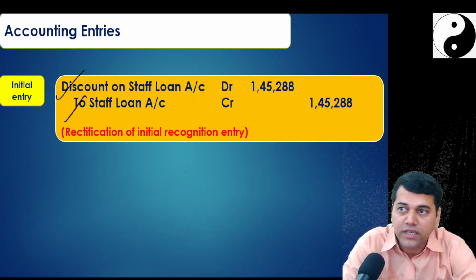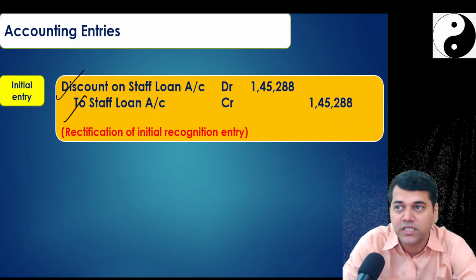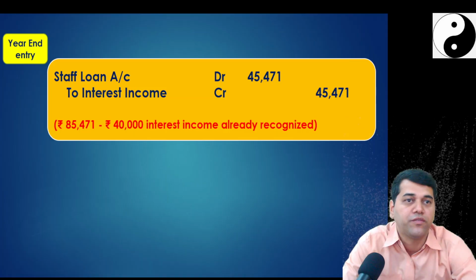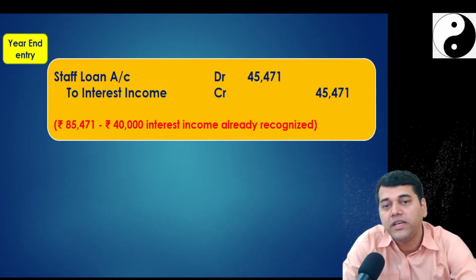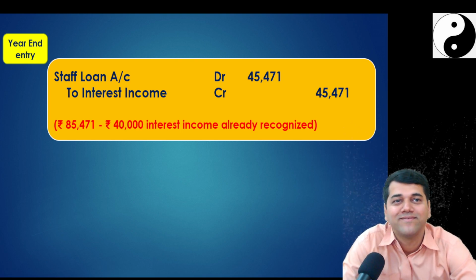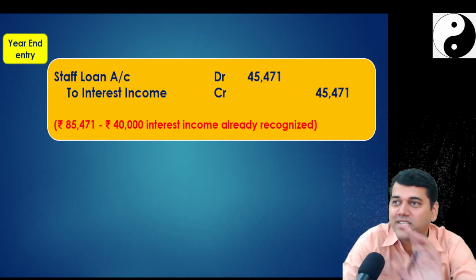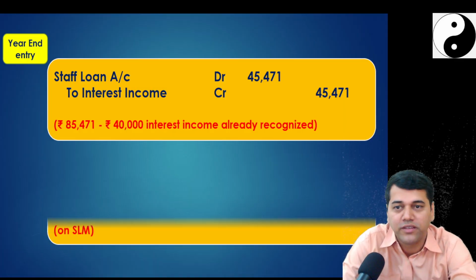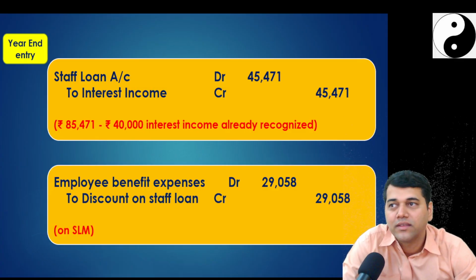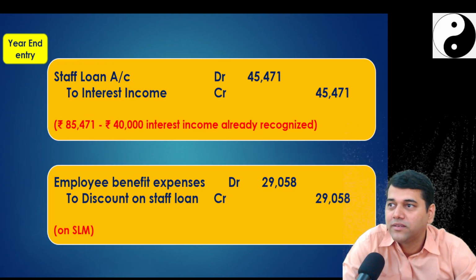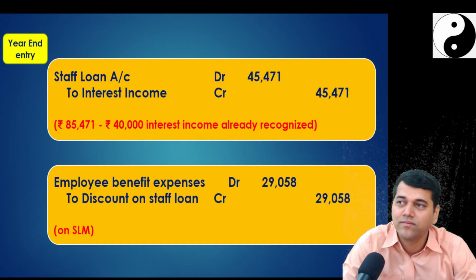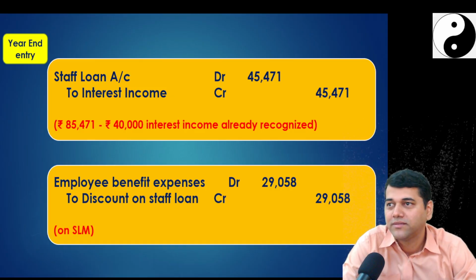Then at the end of the year he has made one more mistake of charging interest. So you have to debit staff loan, credit interest income 45,471, because 40,000 is already recognized. Did you pass this entry? Yeah, understand now? Now you understood why we have to pass these entries. And then employee benefit to discount, which he never passed only because he never did this classification. That 1/5 he should debit, no? Perfect.